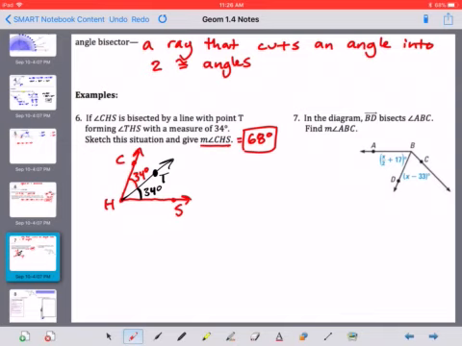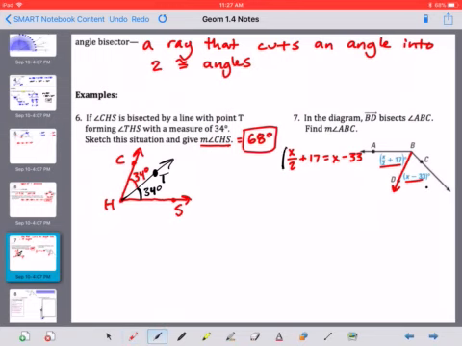Okay, in this next example, we're going to throw some variables in, so we'll have to be doing some algebra here. In the diagram, ray BD bisects angle ABC. Find the measure of angle ABC. Well, first we have to find x. So if that ray there is a bisector, that tells us that these 2 expressions are equal. So we can say x divided by 2 plus 17 is equal to x minus 33.